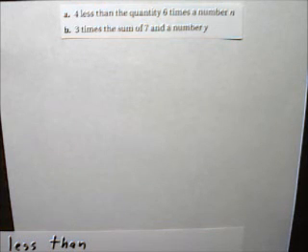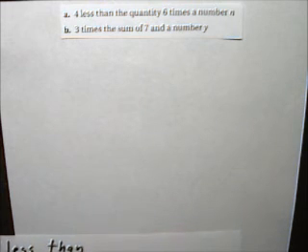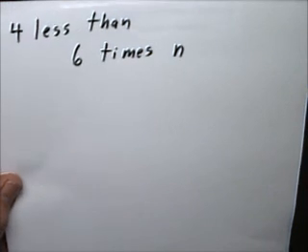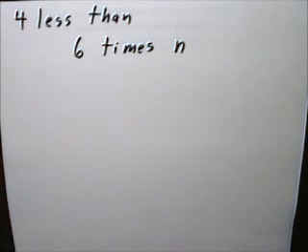Hello, this is Expressions, Equations, and Problem Solving, writing expressions, example 1. Example 1 has an A part and a B part, and A part is 4 less than the quantity 6 times the number n. The way to do these is to start getting them in your own words. These are difficult, but when you start putting it in your own words and you start writing things, it becomes easier.